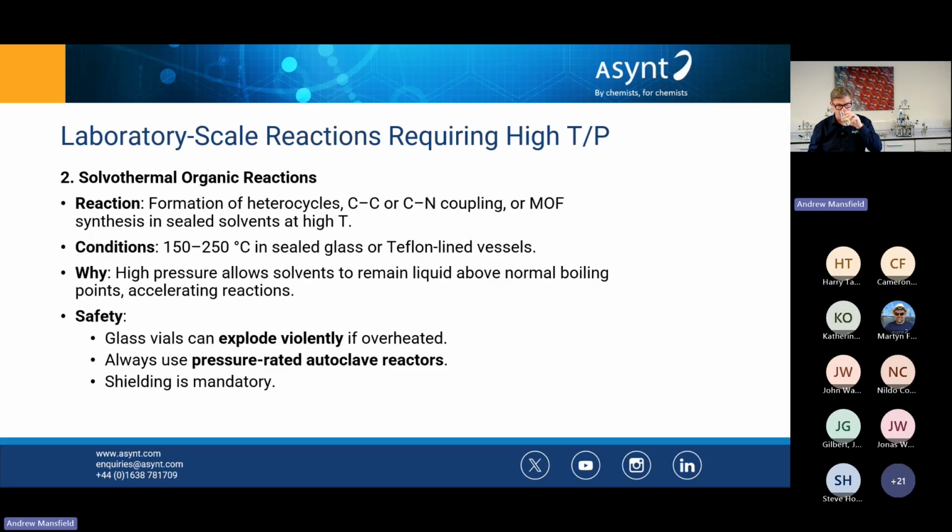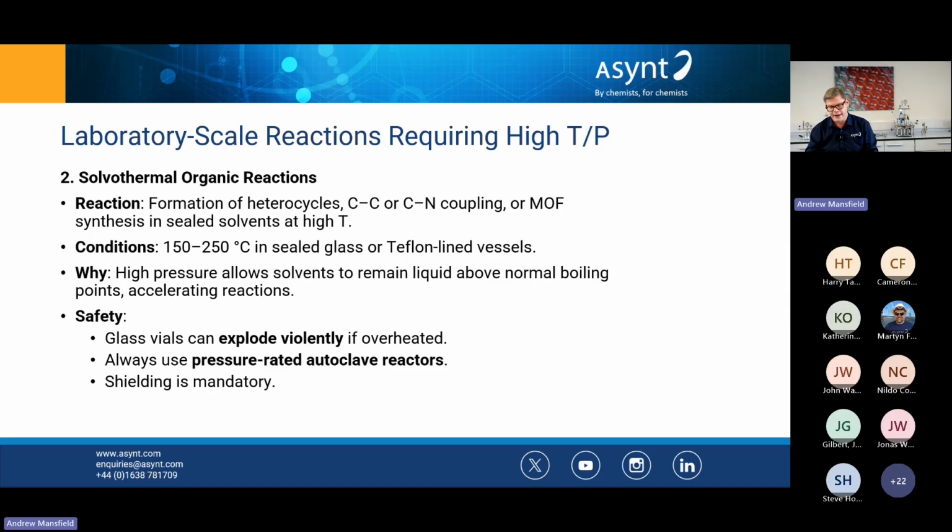But again, we need to consider the reaction vessel that we're using. The glass is okay up to a certain pressure, but it's not okay at high pressures. So then we need to look at properly pressure-rated autoclave reactors, typically stainless steel. And again, we need shielding. That's mandatory.